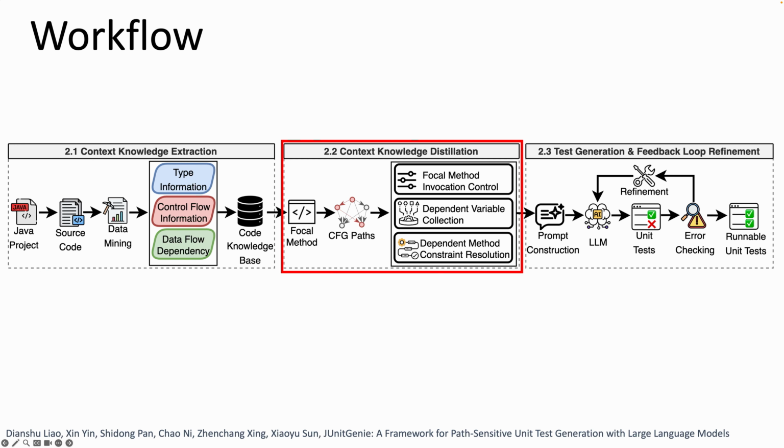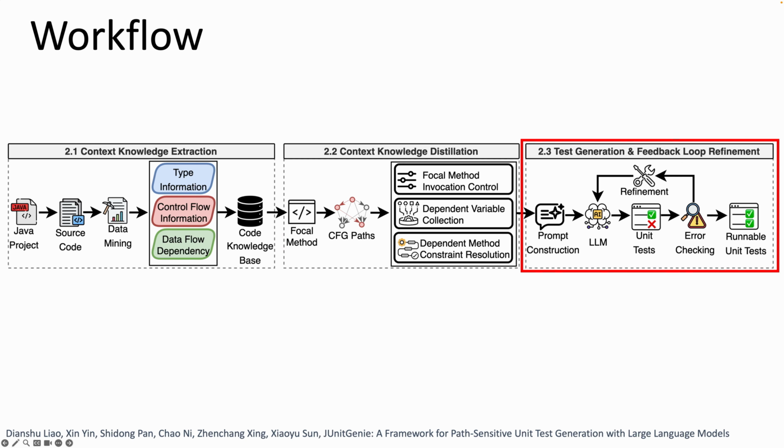Second, for each focal method, JUnitGenie explores its control flow graph. Instead of analyzing the entire graph at once, it traverses each path individually. From the code knowledge base, it retrieves only the minimal required context: the focal method invocation strategy, the dependent variables, and the dependent method constraints.